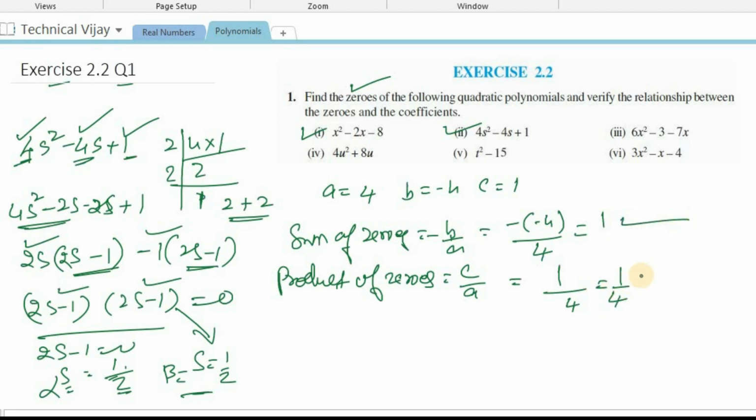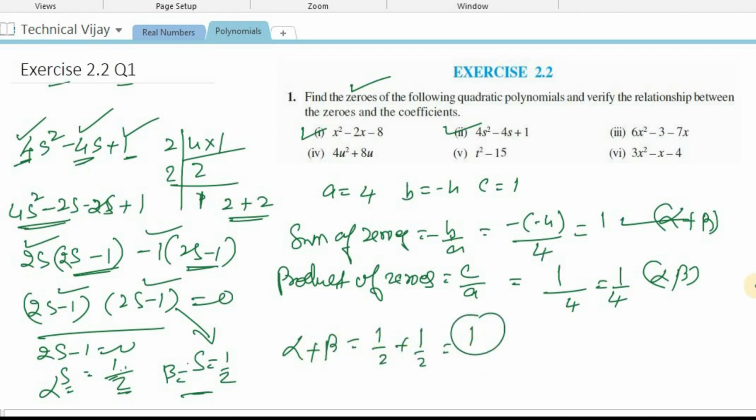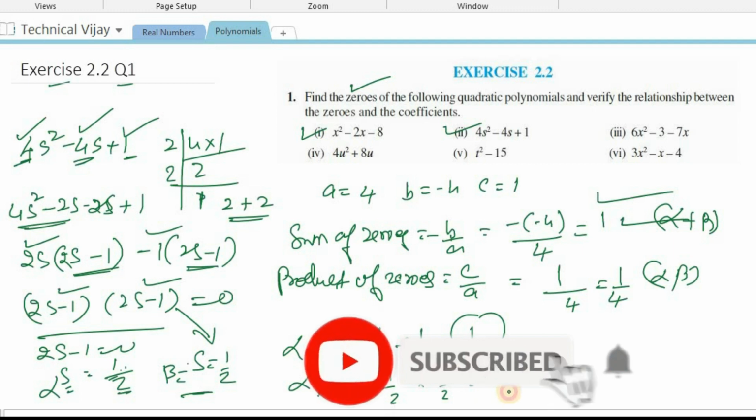So this is alpha plus beta. This is alpha beta. Okay, we will see this alpha and beta. So here alpha plus beta is equal to how much? 1 by 2 plus 1 by 2, it is equal to 1. So this one and this one, it is verified. So alpha beta is equal to 1 by 2 into 1 by 2, which is equal to 1 by 4. So this 1 by 4 and this 1 by 4, verified.